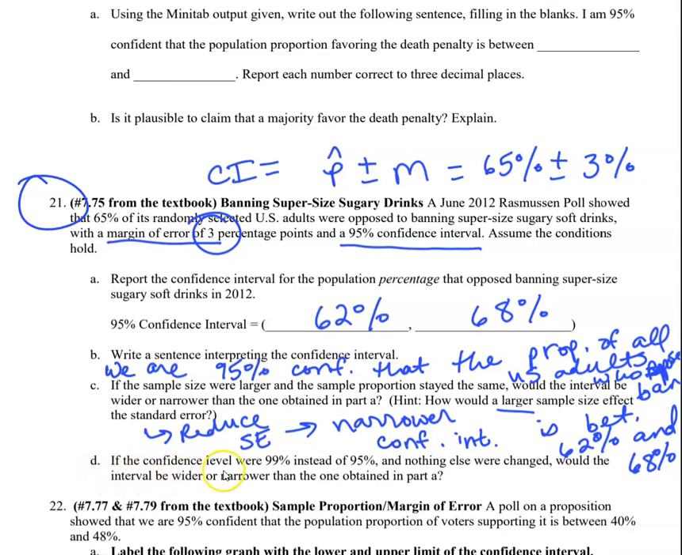D says if the level were increased to 99% instead of 95%, but nothing else would change, would the new interval be wider or narrower? So if we have a higher level of confidence, it's the opposite of what we just talked about. So a higher level of confidence means that we're going to have a wider interval. So a 99% interval means we're using more standard errors, so it would be wider than a 95% interval. All right.